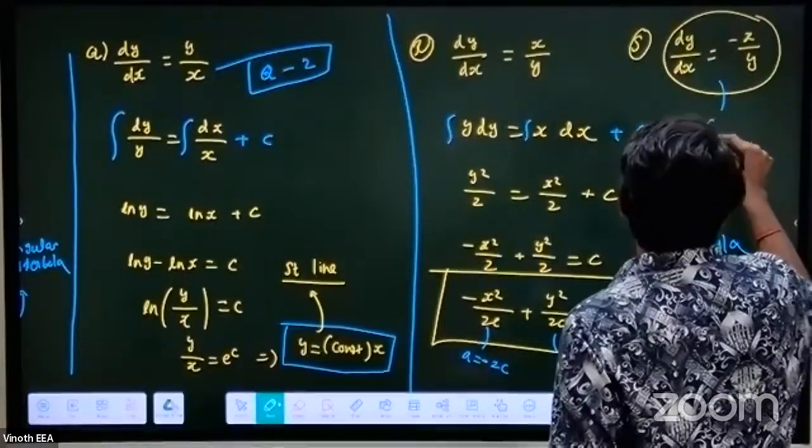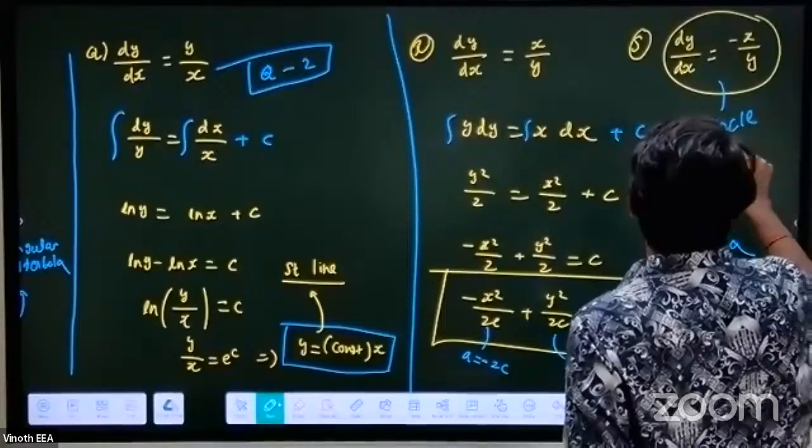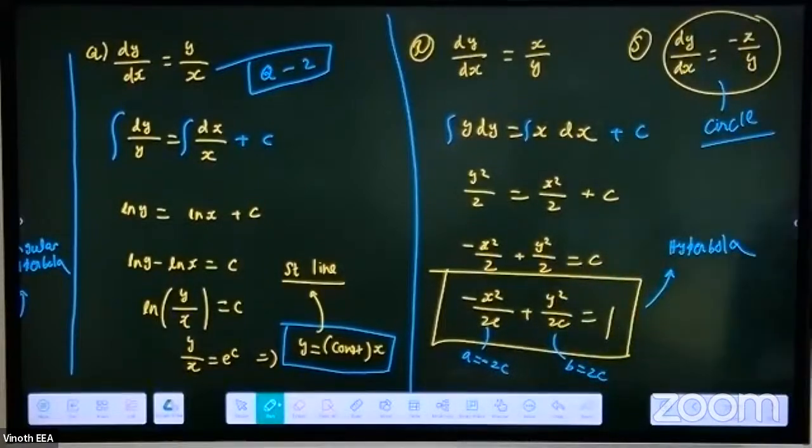Your answer will be circle. Okay, you can check. Done with 13, move to 14.